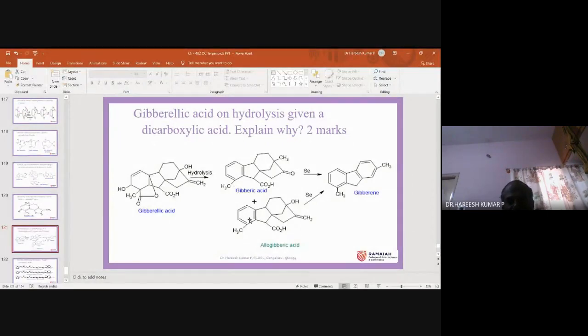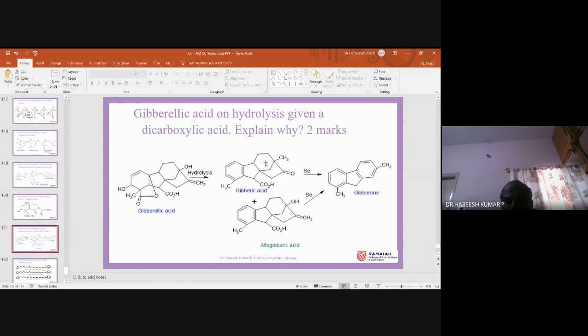And what is the difference? Here the hydroxy group is there, which will go out as water, and the lactone is also hydrolyzed. Then what is the difference between gibberic acid and halogibberic acid? In gibberic acid and halogibberic acid, ring A is the same. Of course, ring B is also the same, but there is a difference in ring C and ring D.